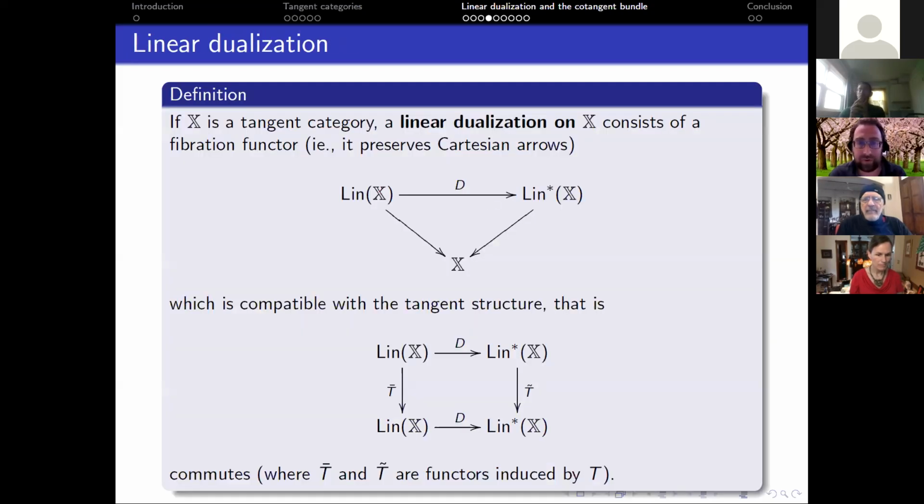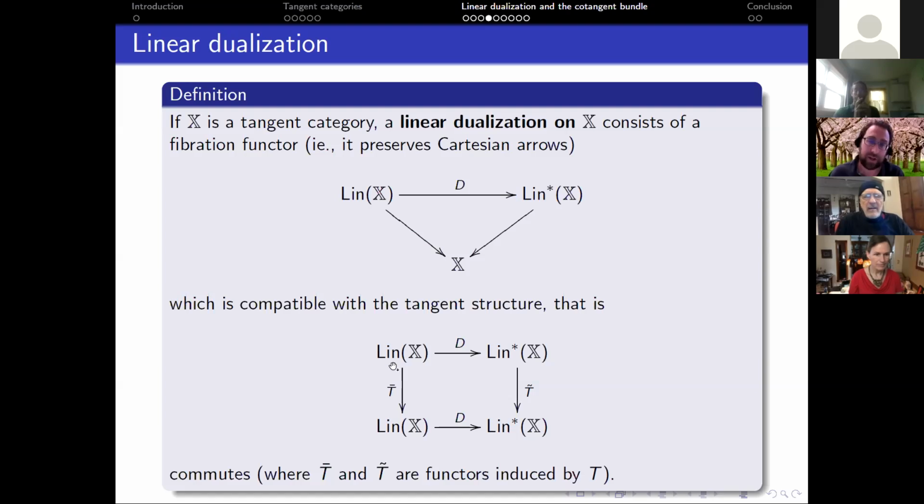Okay, so now we come to our first new definition setting. So if we have a tangent category, we can ask to have a functor from the differential bundles to the dual of the differential bundles. And that we'll think of as taking the dual in each fiber. So it has to be a fibration functor, so this diagram would commute. So it's keeping the base fixed. It also should be a fibration functor, so it preserves Cartesian arrows. And it could also be compatible with the tangent structure in a certain way.